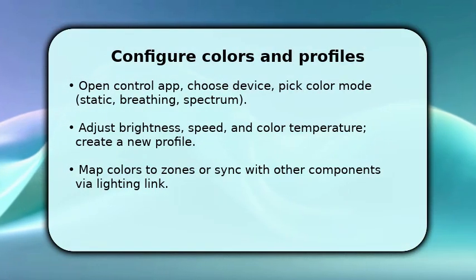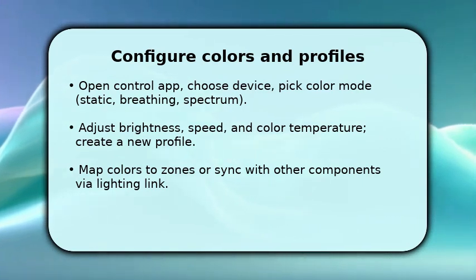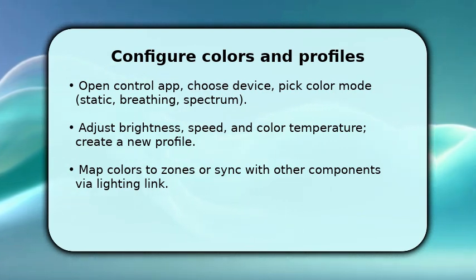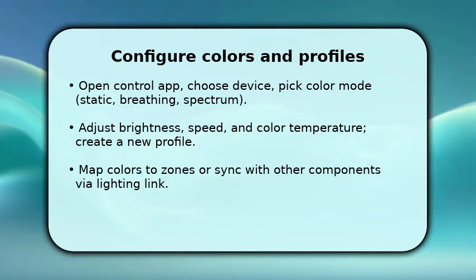Open the vendor control app and select your GPU from the device list. This is where you change modes. Choose a color mode: static for steady light, breathing for soft transitions, or spectrum for cycling effects, and then set exact RGB values or pick from presets so you know why it looks a certain way.